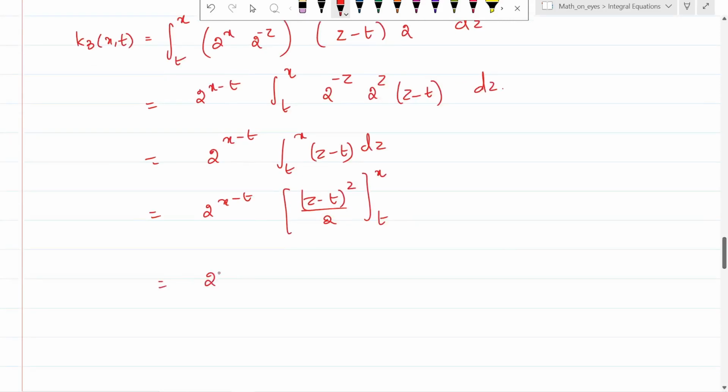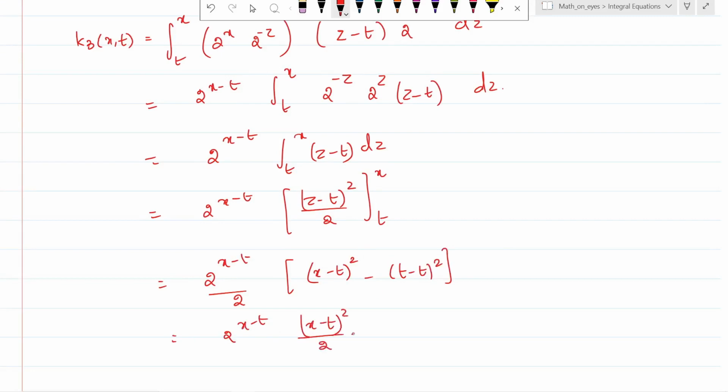So this is equal to 2 to the power x minus t divided by 2, and apply the limit. When you apply the upper limit, it is x minus t the whole square. When you apply the lower limit, it is t minus t the whole square. This is going to become 0. So we'll have 2 to the power x minus t into x minus t the whole square divided by 2. This is what your k3 of x comma t is.